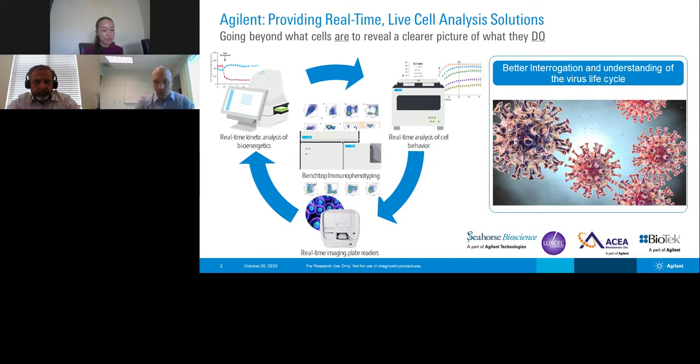A couple more questions here for Xiaoyu. Do you coat the plate prior to seeding your cardiomyocytes? And then if you do that, does a coating impact the impedance or the electrical field potential readings?